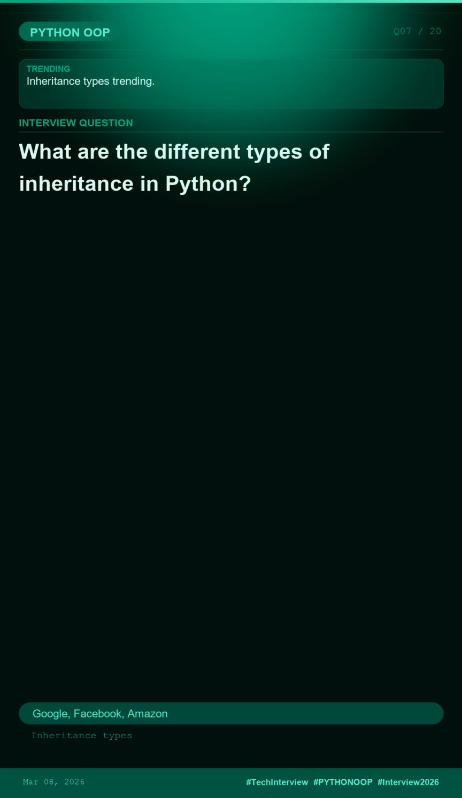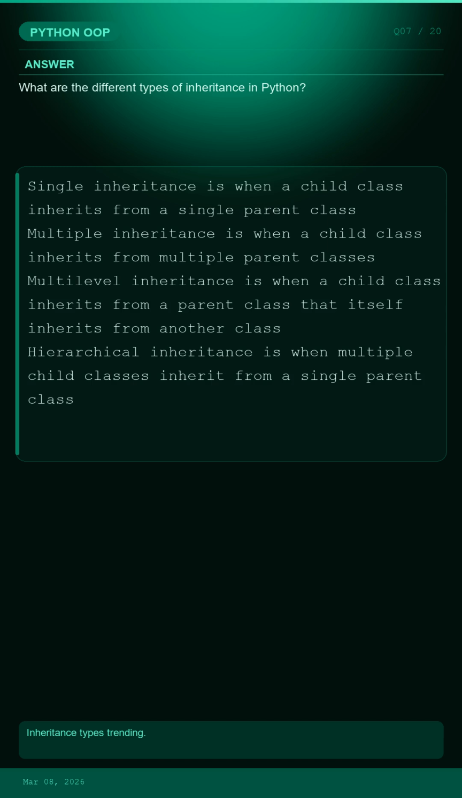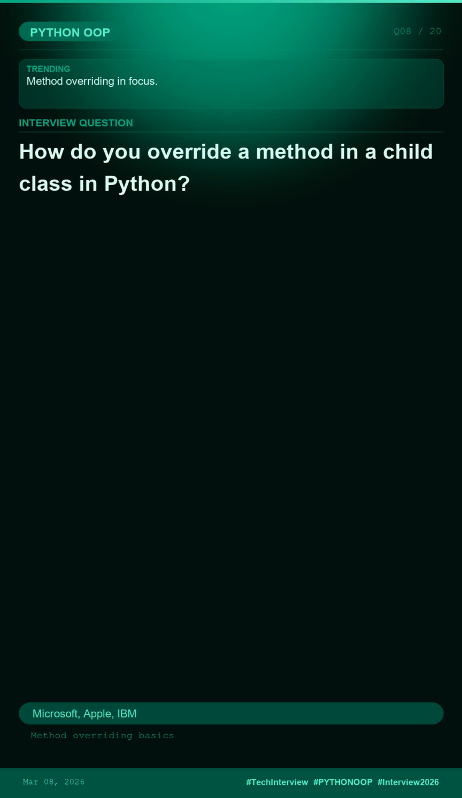Question 7. What are the different types of inheritance in Python? Answer. Single inheritance is when a child class inherits from a single parent class. Multiple inheritance is when a child class inherits from multiple parent classes. Multilevel inheritance is when a child class inherits from a parent class that itself inherits from another class. Hierarchical inheritance is when multiple child classes inherit from a single parent class.